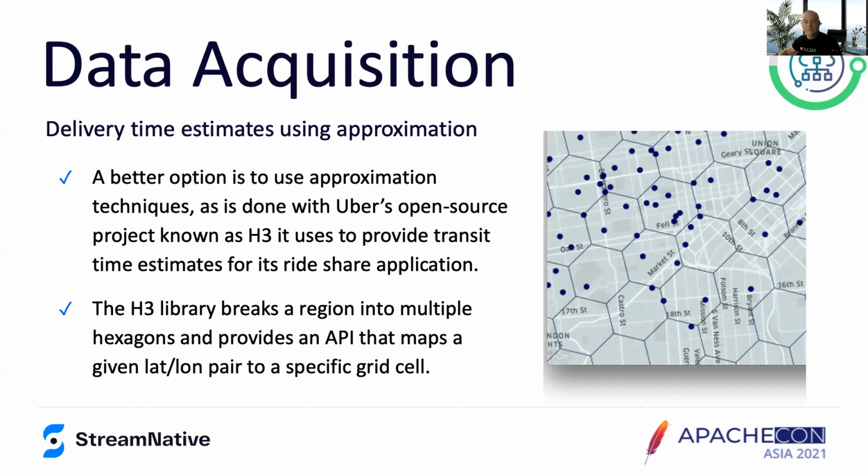So this H3 library breaks a region into multiple hexagons, and it provides an API where, if you give it a lat long pair, it will return a specific grid cell. And so you can sort of shrink your space from a point-to-point problem to a hexagon problem.